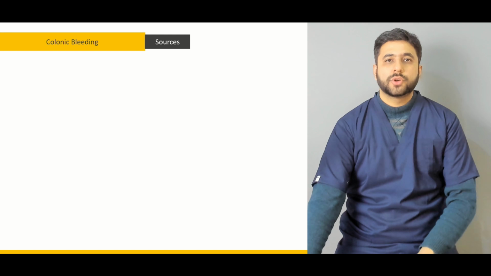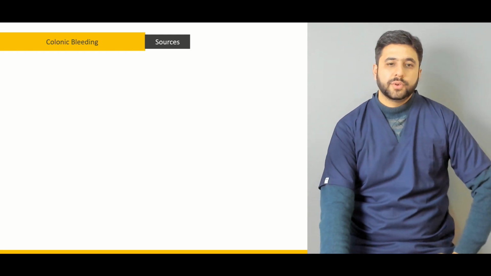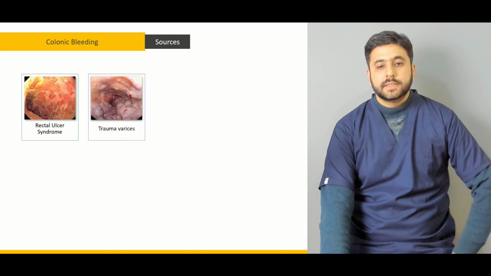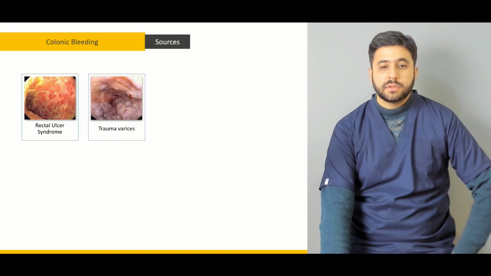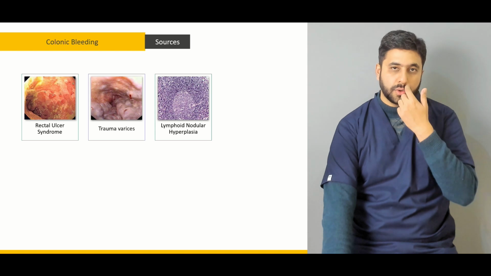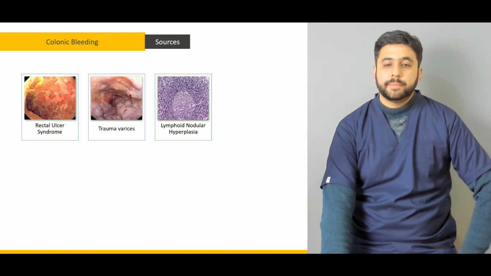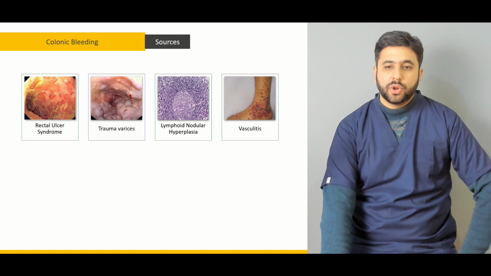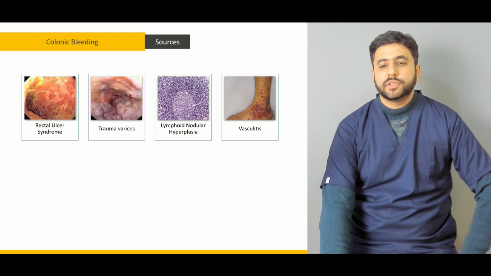Now, after talking about the more common causes, let's look at a few rare causes of colonic bleeding. There is a rare condition called rectal ulcer syndrome, which can lead to colonic bleeding. Similarly, there can be rectal varices, which can lead to colonic bleeding. Lymphoid nodular hyperplasia, if there is hyperplasia of the lymphoid tissue, can rarely present with colonic bleeding. Vasculitis is also a very rare cause of colonic bleeding. For example, a condition called Henoch-Schonlein purpura in children can present with colonic bleeding.